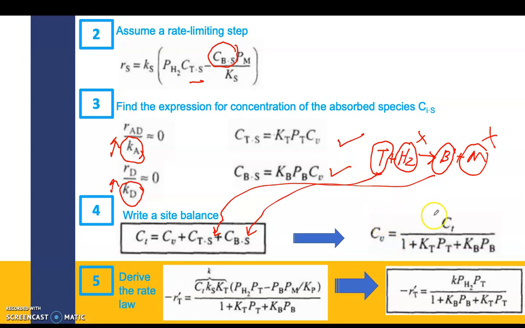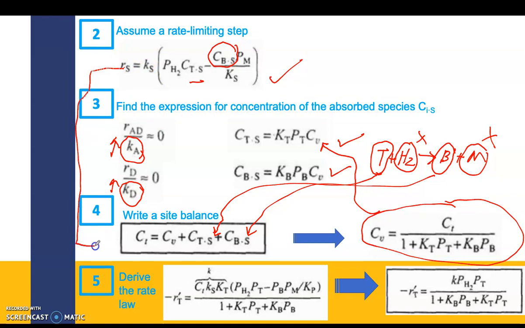Okay, this part is actually for, because you need to, it is like mathematics. You need to solve the equation. So in the end, when you insert CV into the CTS and CBS equations, and you gather all those variables in this equation, it will become the rate law. So the fifth step is to derive the rate law.